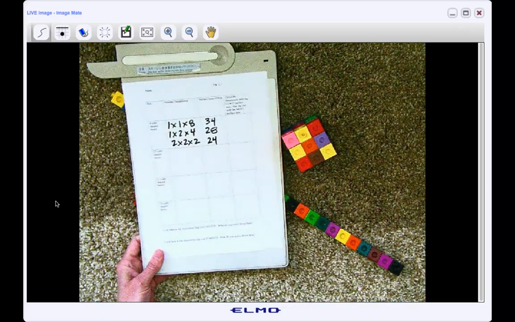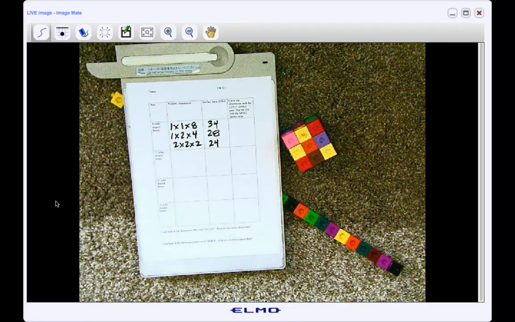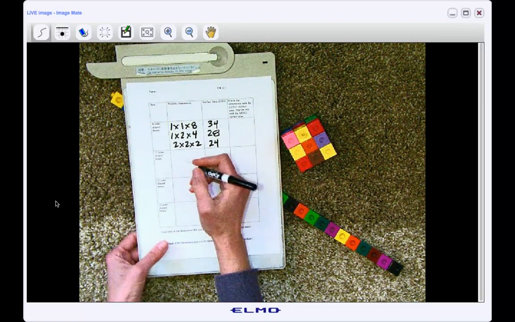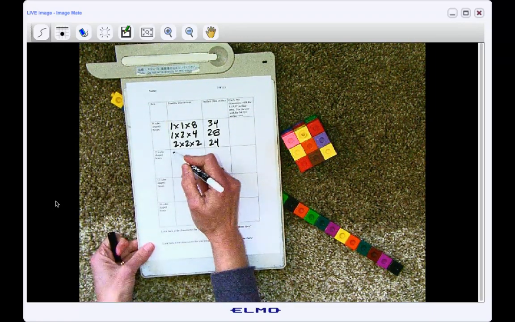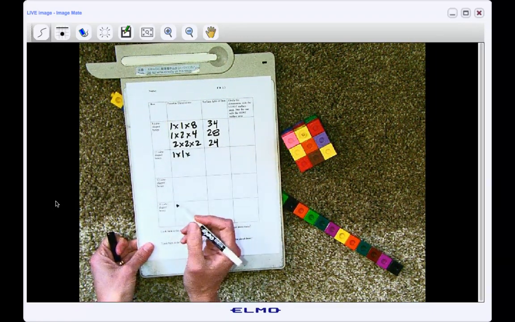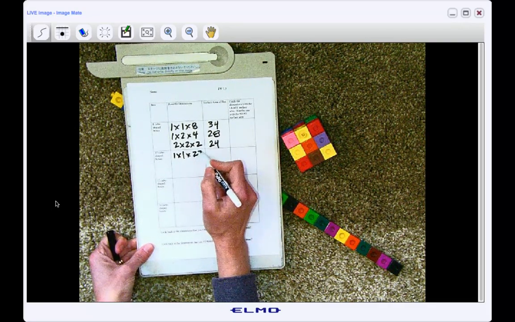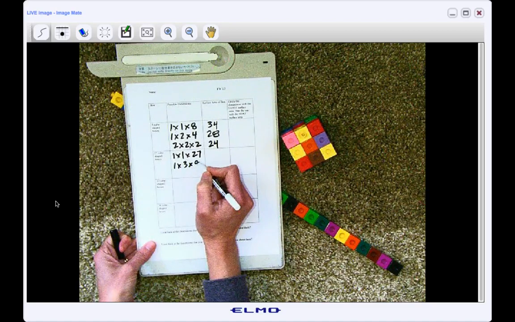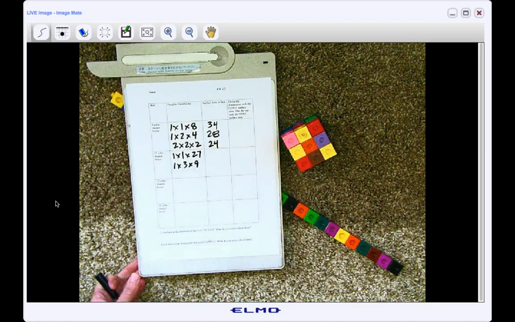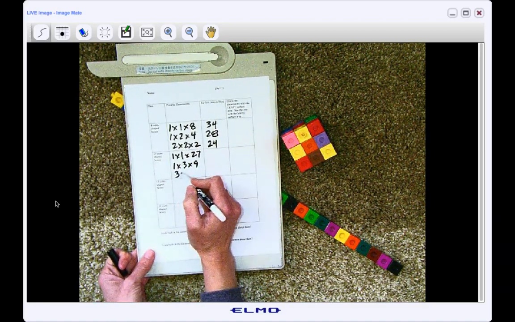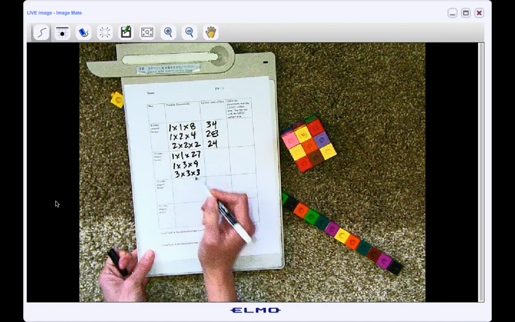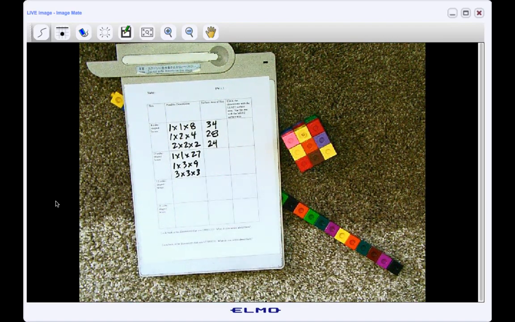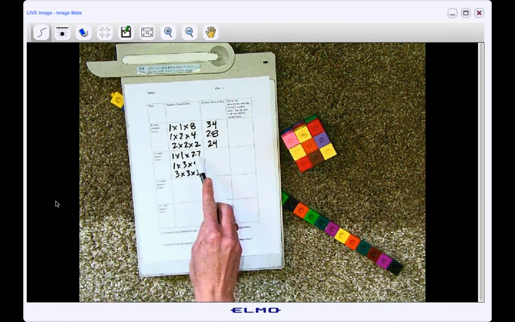Okay, so did you list these dimensions? 1 by 1 by 27, 1 by 3 by 9, 3 by 3 by 3. Are you starting to see what those numbers have to do with being multiples of 27?